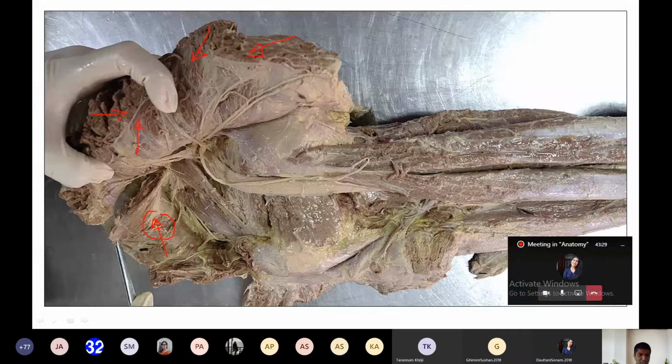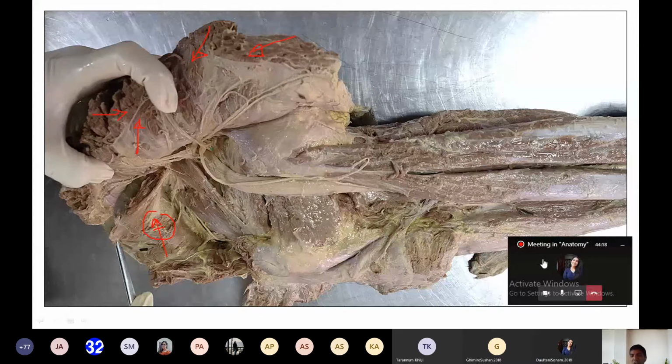Very good answer. And do you know its nerve supply? Which nerve is supplying the gluteus medius? It's the superior gluteal nerve. Good, superior gluteal nerve. And what is the main action of this muscle? Can you tell? Extension of hip joint? Gluteus maximus is the extensor. What is the main action of this gluteus medius? Abductor of the hip joint, of thigh. And other things, you know. Okay, you read these things.